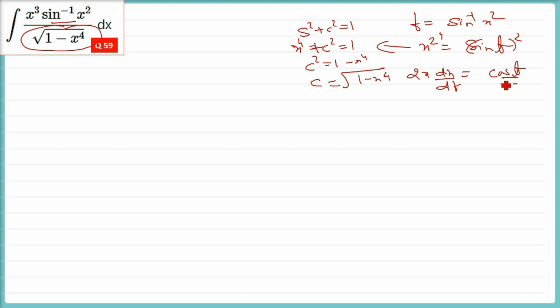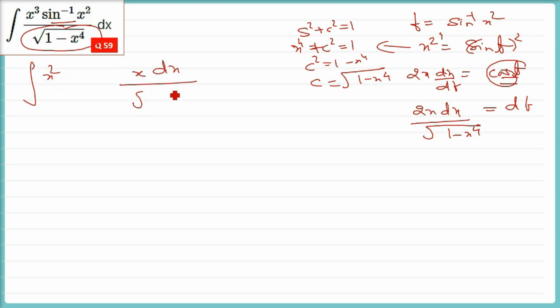Since the differentiation has given us cos t, that is why I replace this cos t by under root 1 minus x to the power 4. So cos t, taking it out on the left side, it will be 2x dx by under root 1 minus x to the power 4, and that all is in your question. You just have to write x cube as x square into x. So this x dx divided by under root 1 minus x to the power 4 is simply dt by 2. So you can write a dt here.